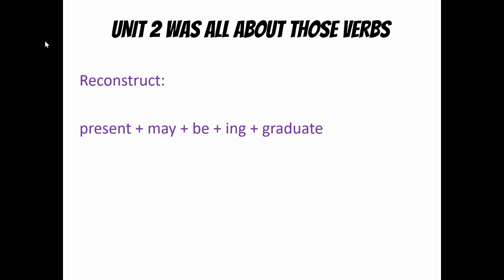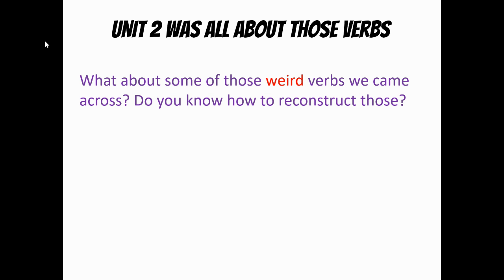Another one, if I said the present of may plus be plus ing plus graduate, should be the present of may is still may. And then it wouldn't make sense to say "may being graduate." All right. So don't think of it that way, but you're saying "may be graduating." And so think about how that little tag of ing goes to the next word, may be graduating. Think about, though, there were some weird verbs that I gave you. So more than likely, I'll probably throw a few weird verbs at you. So make sure you know how to deal with those.